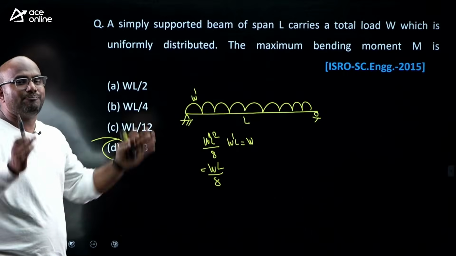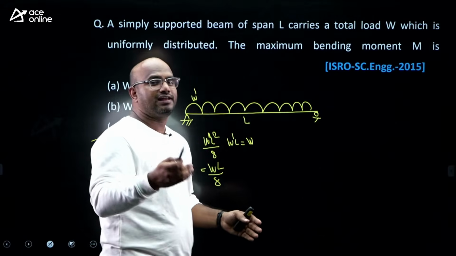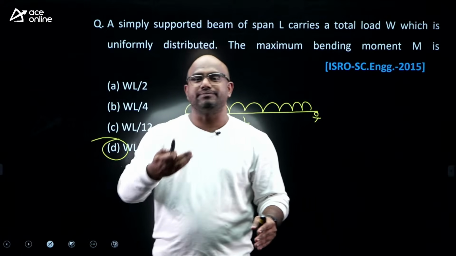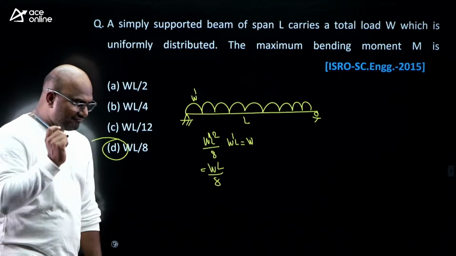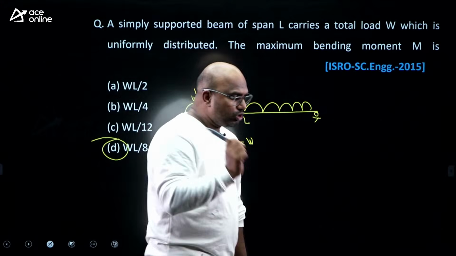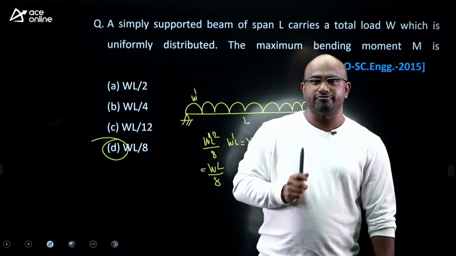Suppose in the same problem they give a point load. It should be PL by 4. PL by 4 is the maximum bending moment, guys. Please go through it. Those standard cases, every civil and mechanical engineering student has to go through those 8-9 formulas.